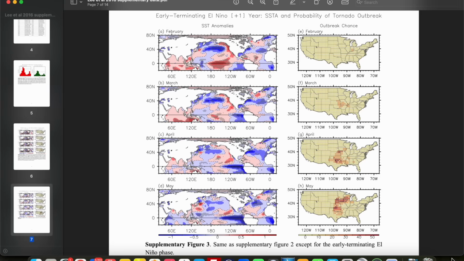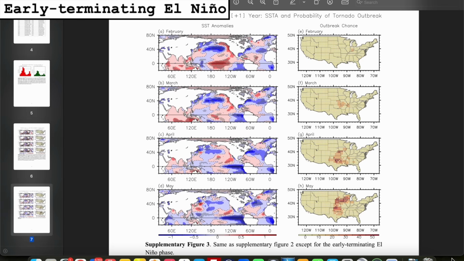They looked at several different ENSO progressions and how tornado outbreak frequency and distribution changed among them. This spring's expected ENSO progression most closely follows what Lee et al. dubbed the early terminating El Niño, in which a weak El Niño remains through peak season, but quickly transitions into a neutral and eventually La Niña state after peak season.